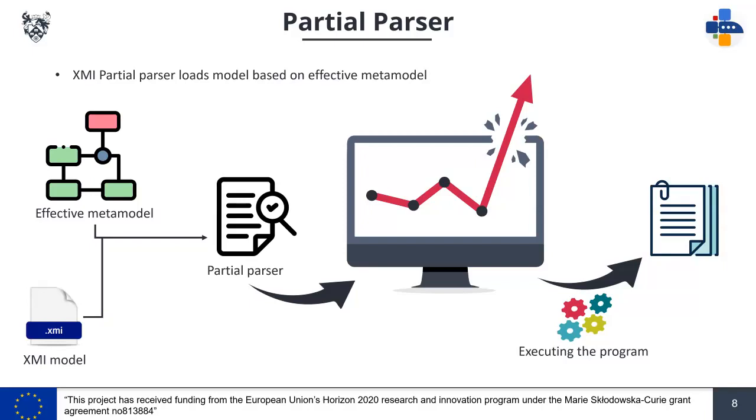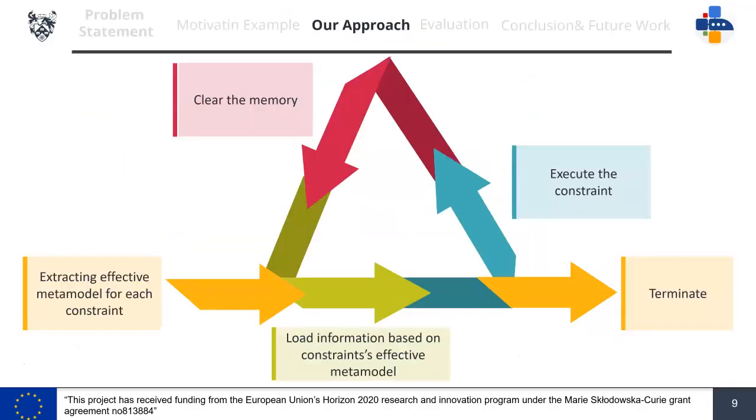all machines. Machine one is assigned to validate constraint 1 and constraint 2, and machine 2 needs to validate constraint 3, right? Does it make sense that machine 1 loads the information that is necessary for executing constraint 3? No, because machine 1 is in charge of running constraints 1 and 2. So maybe the better idea is, instead of extracting the effective meta model for the whole program and saying, okay, this whole program needs this information, load it and execute the program, we interact with memory during the execution.